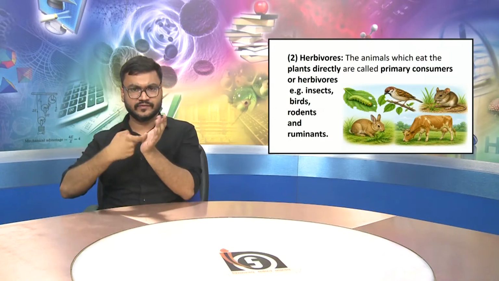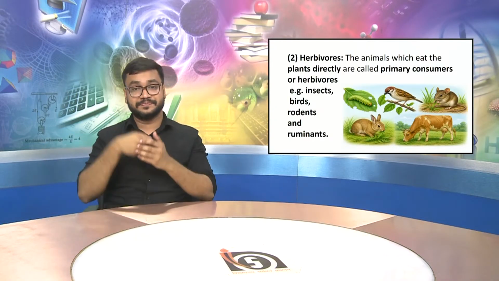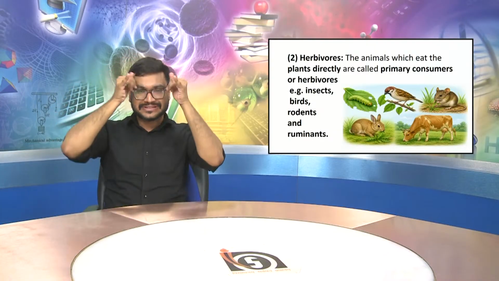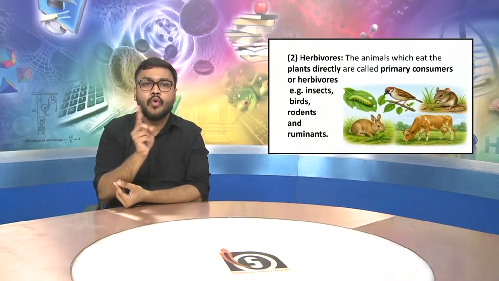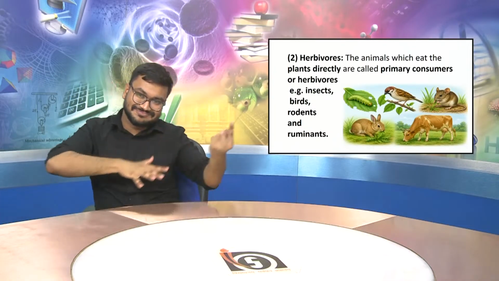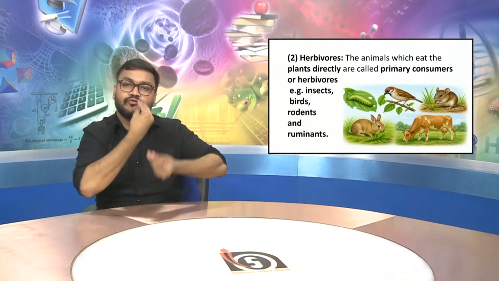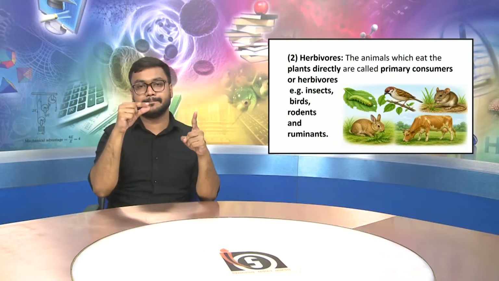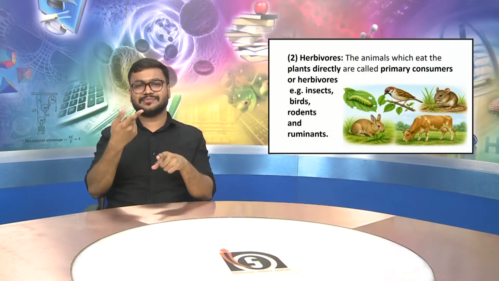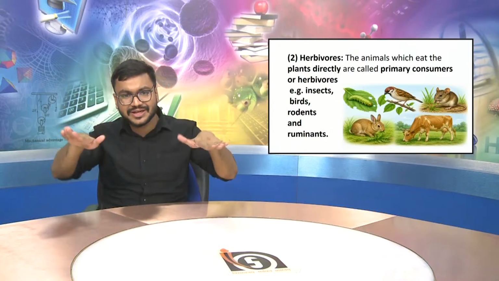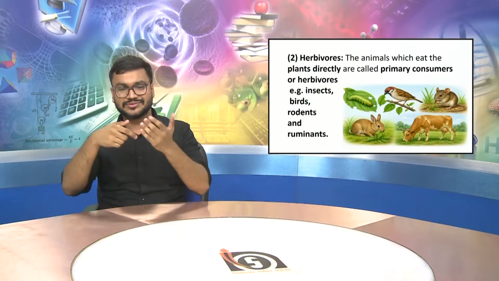And the next trophic level is herbivores. Herbivores are the animals which eat plants directly, and are called primary consumers. For example, insects, birds, rodents and ruminants.